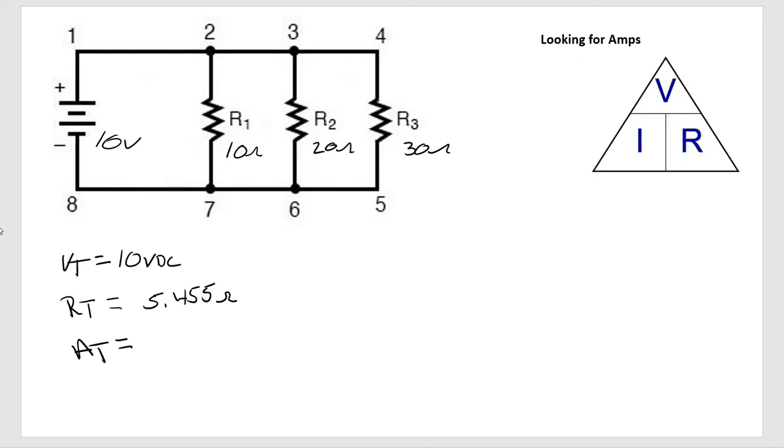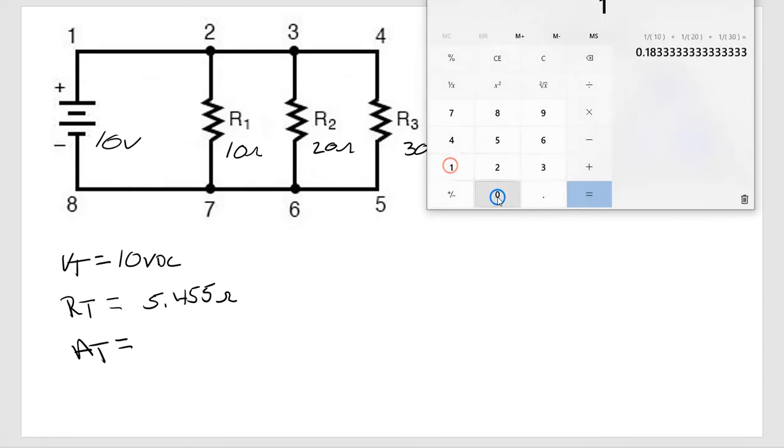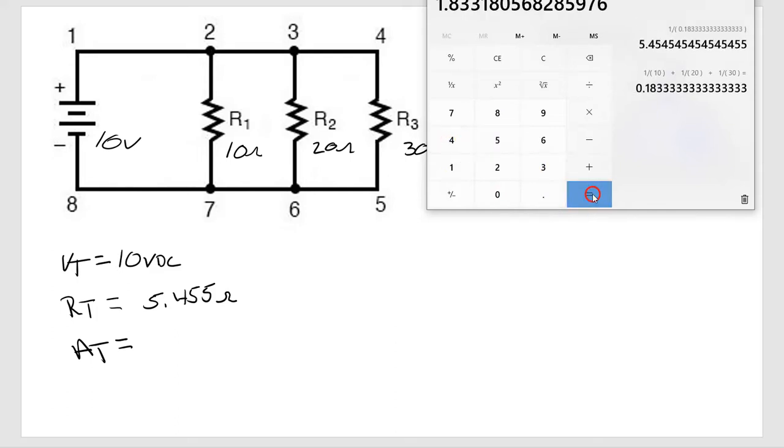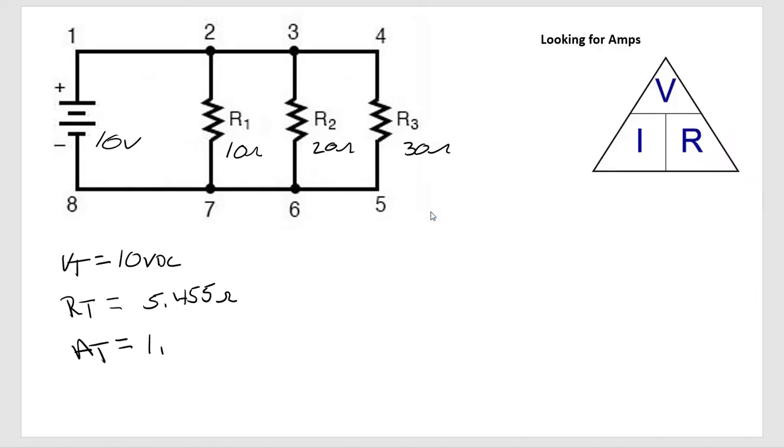Now if I want my amp total, all I need to do is get this number and divide it by that number, right? Ohm's law. I have volts and I have resistance. I can find amps. So let's get 10 divided by 5.4, 0.8455 equals, and we're going to call that 1.833. 1.833 amps.